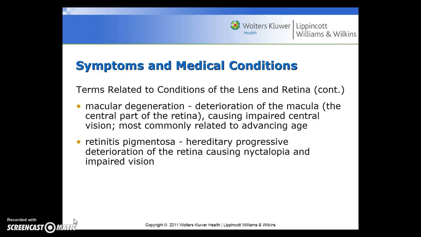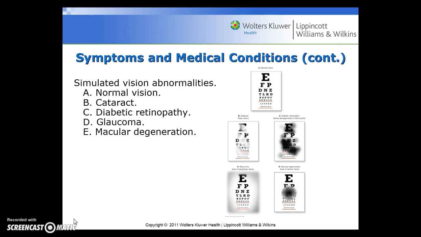That's the deterioration of the macula or the central part of the retina, and that causes impaired central vision, and that's most commonly related to advancing age. Retinitis pigmentosa is a hereditary progressive deterioration of the retina causing nyctalopia and impaired vision.